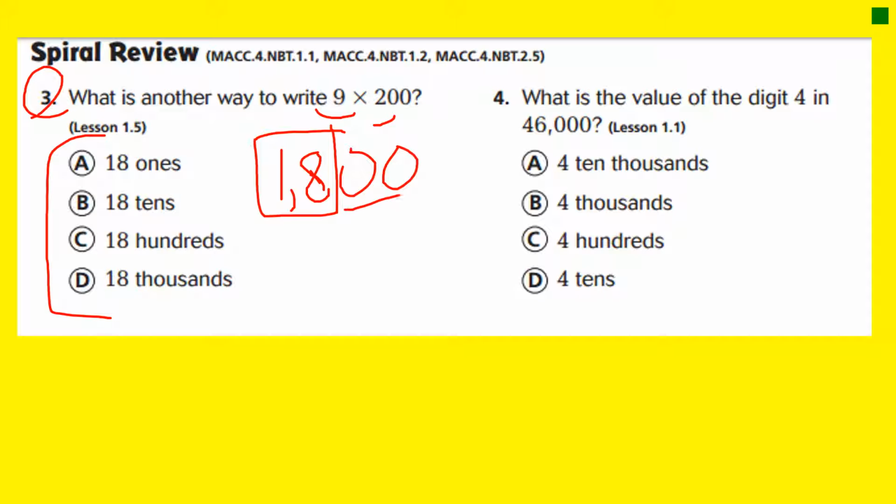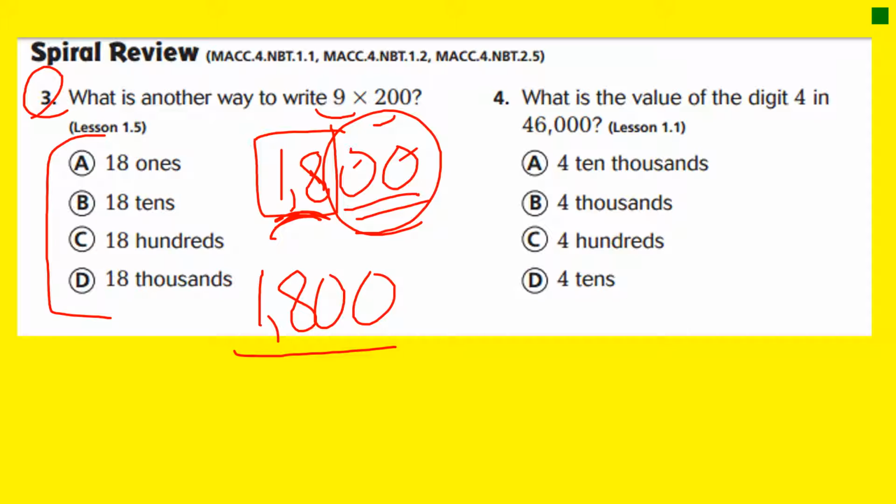18 times 10 is 180. 18 times 100 is 1,800. That is 18 sets of 100. Have you ever heard an adult say numbers like this? They would say, oh yeah, I have $1,800. See, even adults say numbers like that. It's just quicker. But we say 1,800 because we're cool. So it's 18 sets of 100, 18 hundreds. All right, number 4.